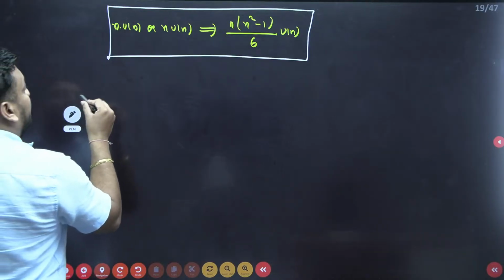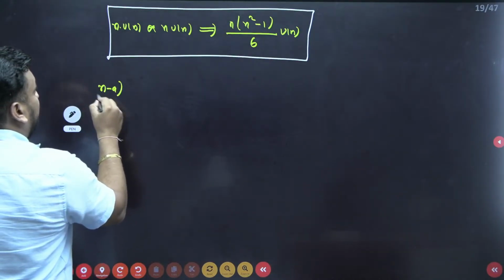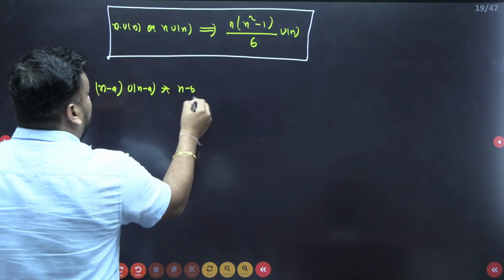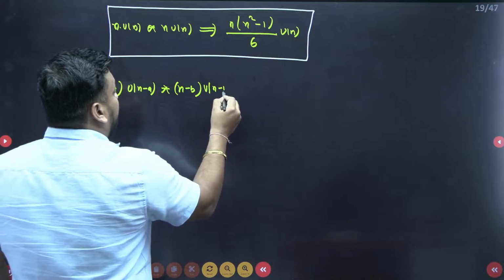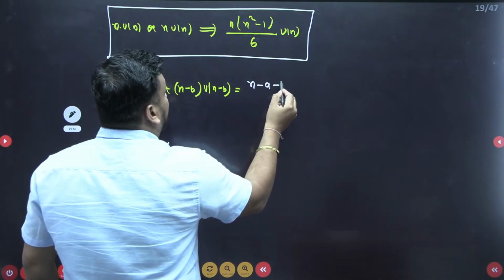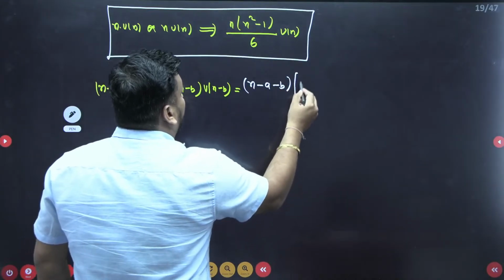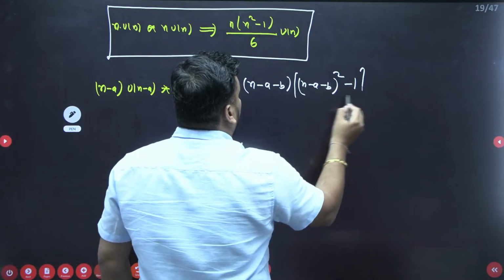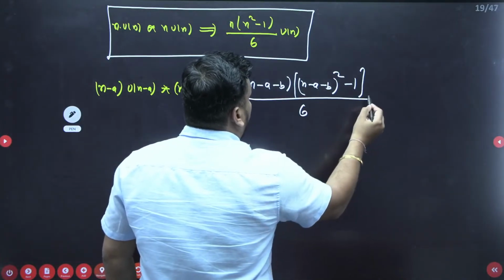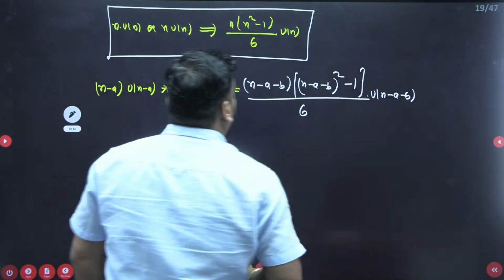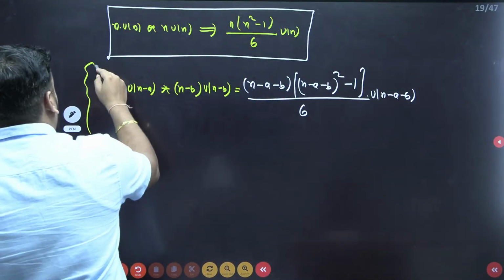If I write (n − a)·u[n − a] convolved with (n − b)·u[n − b], then it will be equal to what? It will be equal to (n − a − b), and again you should write here (n − a − b)² − 1 upon 6, into u[n − a − b]. Every student just reply fast.